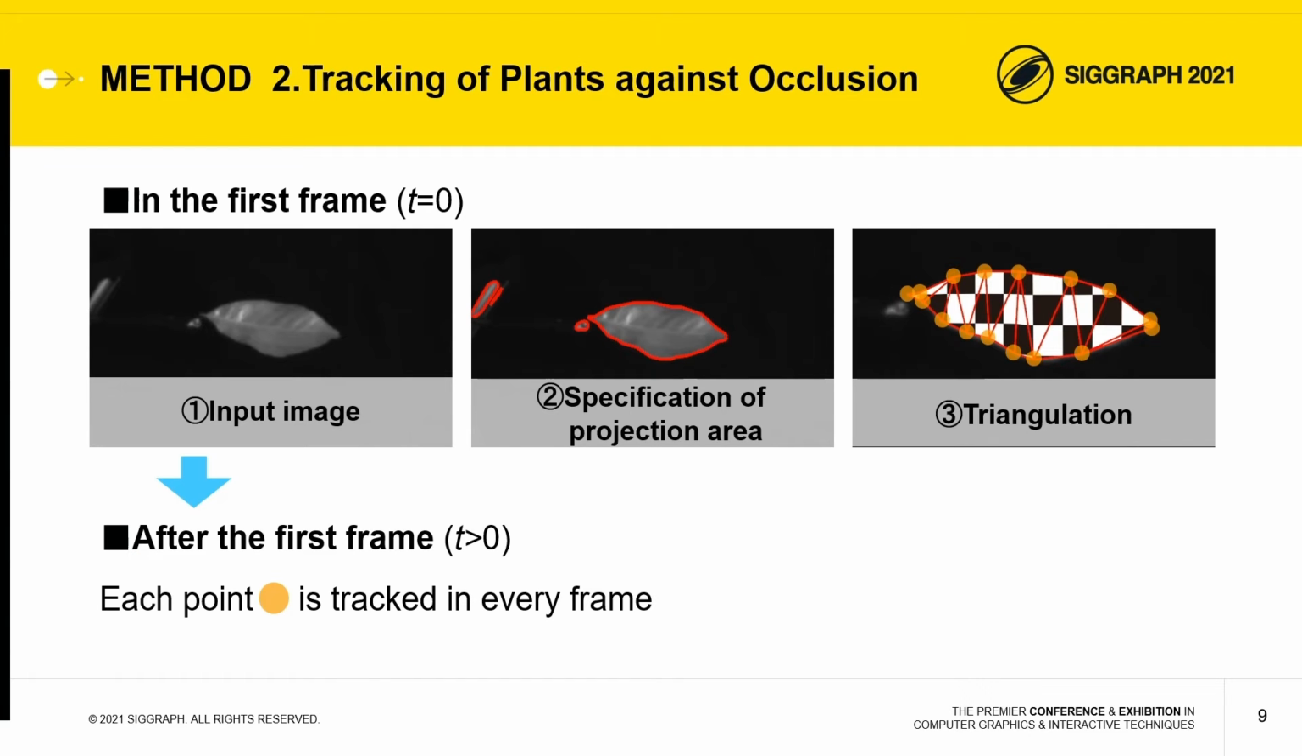In the first frame, projection areas are specified. Creators specify projection area among contours extracted from an input image. And each projection area is divided into triangular meshes to map the effect animations. After the first frame, each orange point is tracked in every frame.